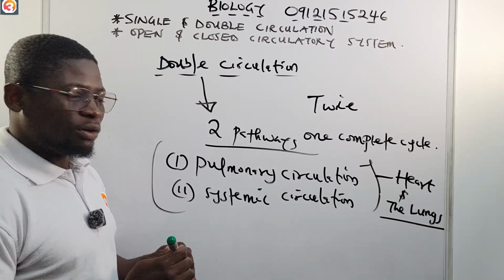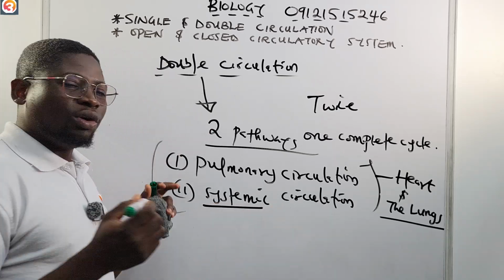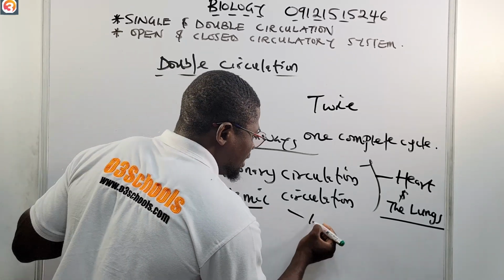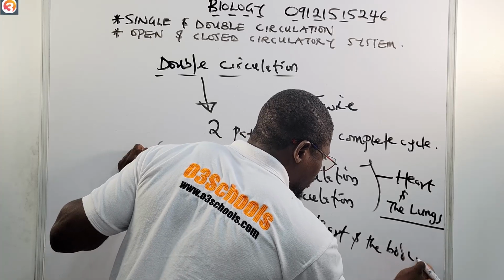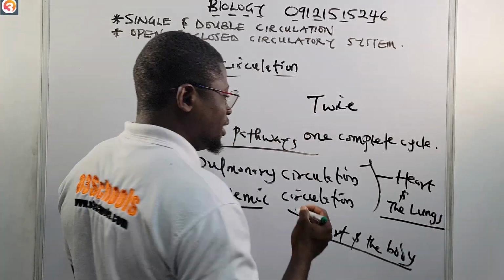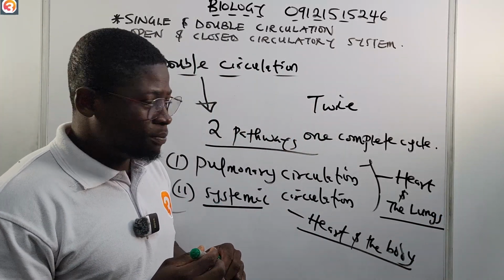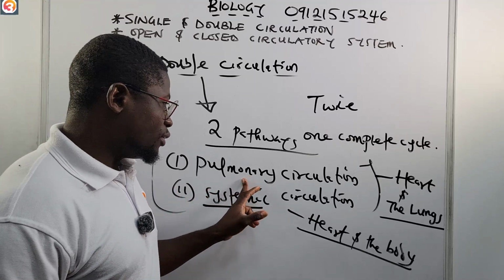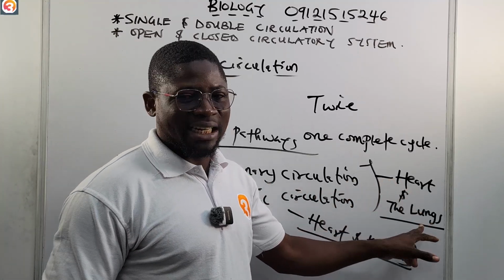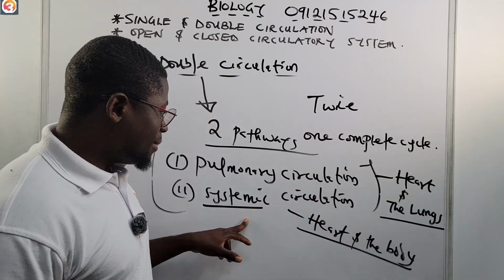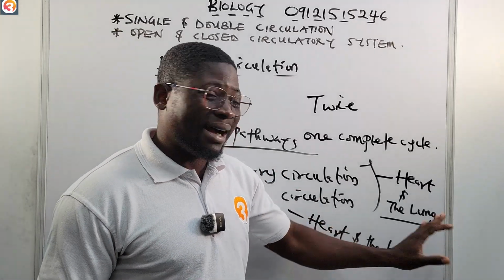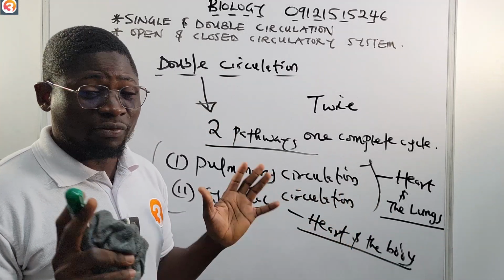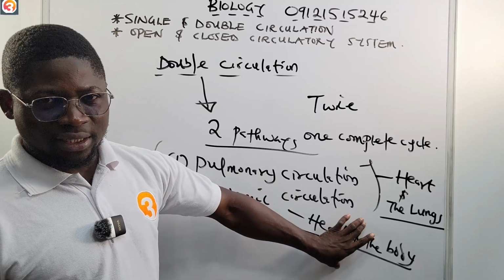While systemic circulation is the circulation of blood between the heart and the body. It does not concern the lungs. Now take note: pulmonary circulation, blood flows between the heart and the lungs. Systemic circulation, we consider the heart and the body. We do not talk about the lungs. You'll see it in your past questions very soon, so please take note of this.